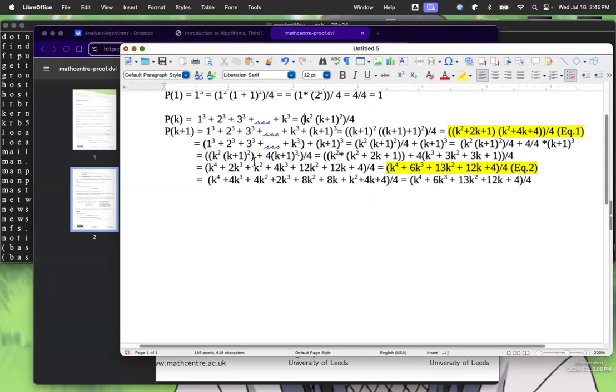This guy right here, which then became this guy right here. And then he turned into this guy over here, equation 2. Okay, so now here we see the whole thing checking out. I know it's hard to follow a bit, but we can say that P of k plus 1 is true.